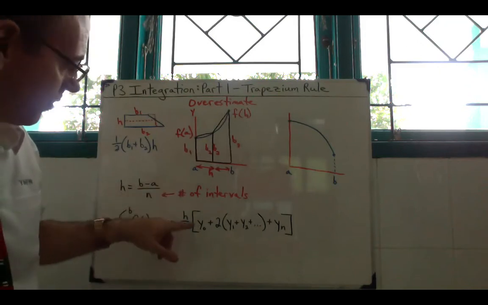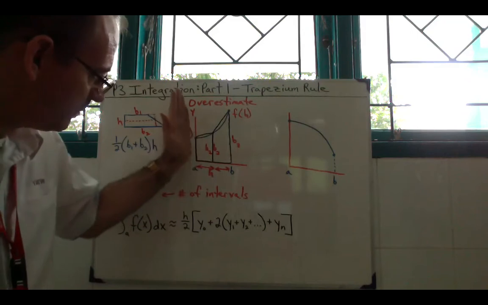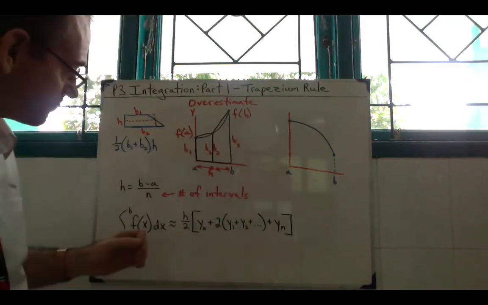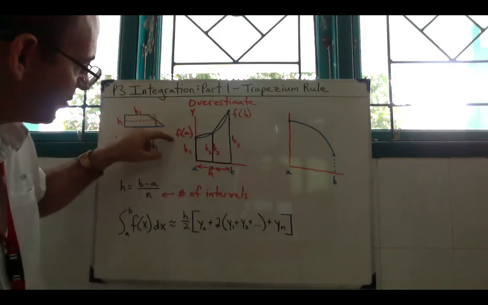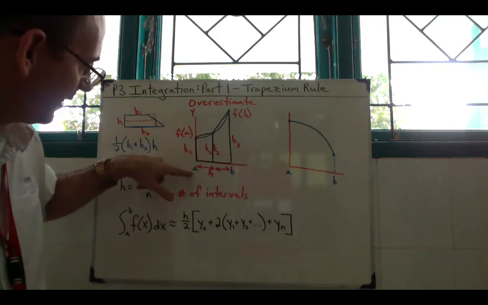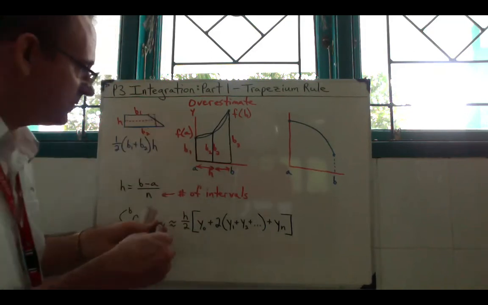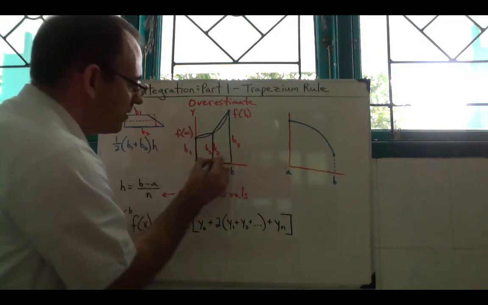So the y0 is your initial one, the beginning one, before you even go an interval's length. Okay, so the y0 is on the y-axis. That's your f of a, your beginning point. So you're actually going to have to calculate at each of these places and plug it into the y value.